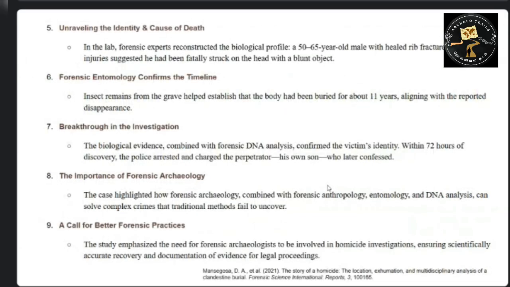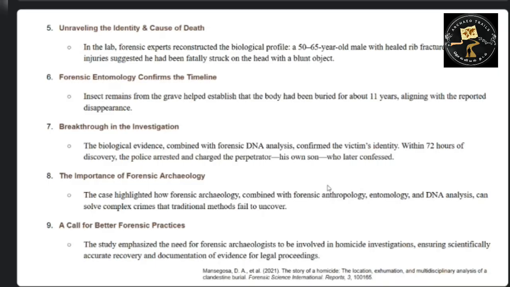What happened next is the remain was sent to the laboratory where biological profiling was done, and it is known that the person is 50 to 65 years old, male with rib fracture, and there was skull injury, which is the reason for his death. He was struck on his head with some blunt force.